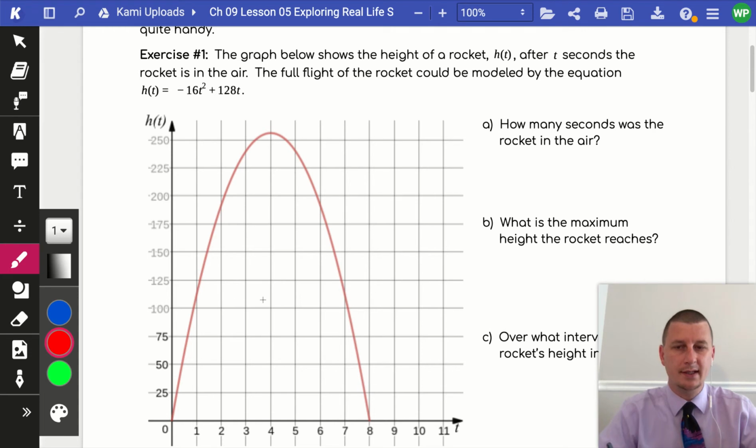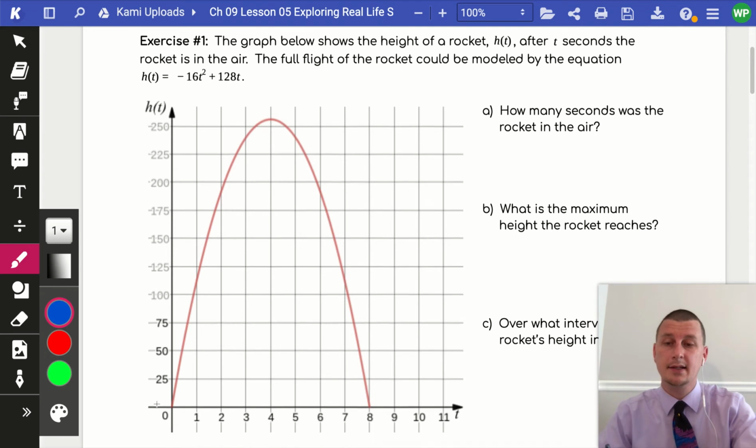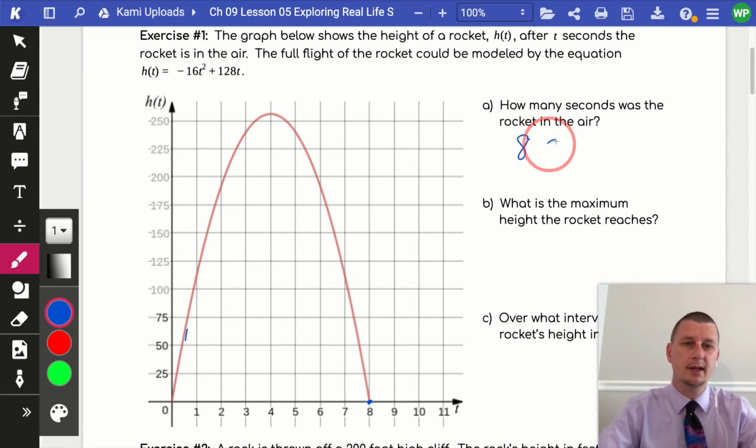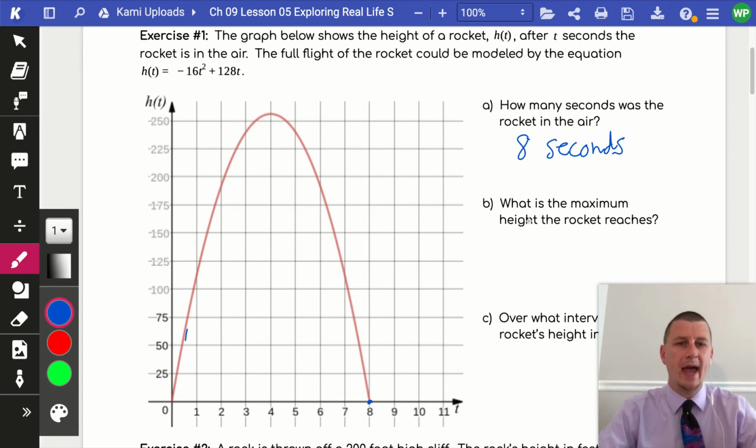So the amount of seconds that the rocket is in the air is the amount of seconds, here's time on the x-axis, that this graph is above the x-axis. So the rocket starts launched, it's launching at 0, and it goes up, up, up. It comes back down and it hits the ground right here, 8 seconds. So how many seconds has it been in the air for? 8 seconds.